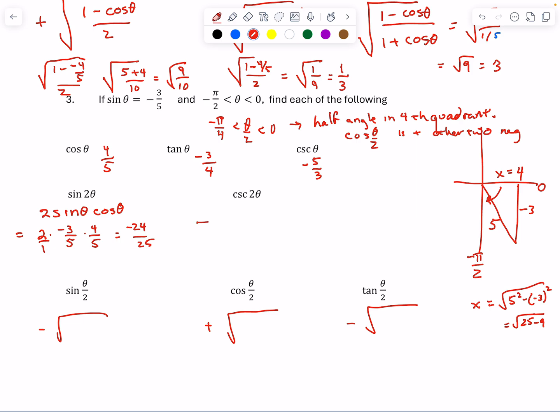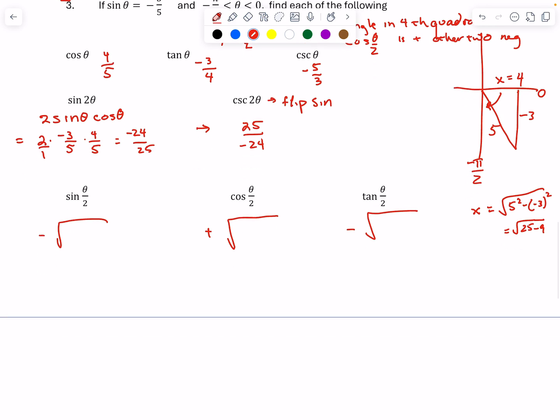Doesn't ask for secant, it asks for cosecant. This is flip sine, which we just figured out. Okie dokie, sine of theta over 2. 1 minus cosine of theta. So plus or minus, negative in the 4th quadrant. That formula is on your formula sheet. So this time we have 5 minus 4. I'm multiplying by 5. Let me just do that out just once.